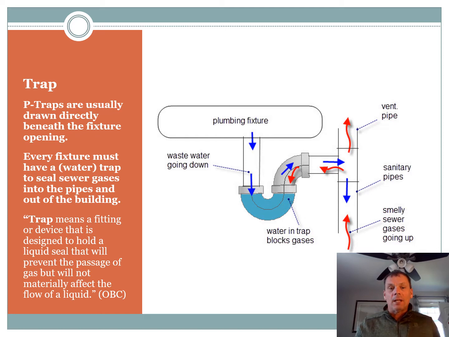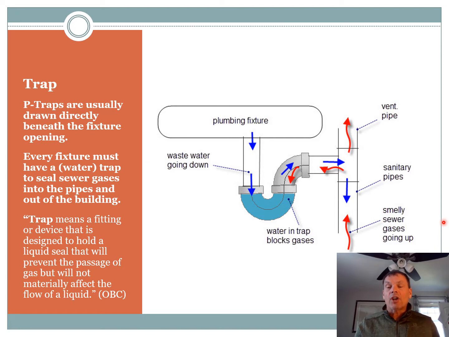Anyway, so that's a P trap, and essentially the definition of a P trap is it means a fitting or device that is designed to hold a liquid seal that will prevent the passage of gas but will not materially affect the flow of liquid. And that comes straight out of the Ontario Building Code. What we're talking about here is the sewer gases that are in the system will want to come up through the trap and into the fixture and then into your home. That little bit of water prevents that from happening. Of course, this trap also catches rings and jewelry if it were to fall through into the sink drain and prevent those things from going down.